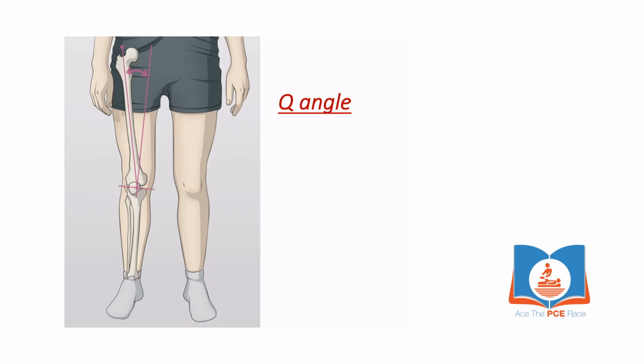Q angle is the angle made by the first line that is drawn from ASIS to the midpoint of patella, and another one from tibial tuberosity to the midpoint of patella. Normal value is 10 to 15 degrees. Now let's see what are the implications of that.